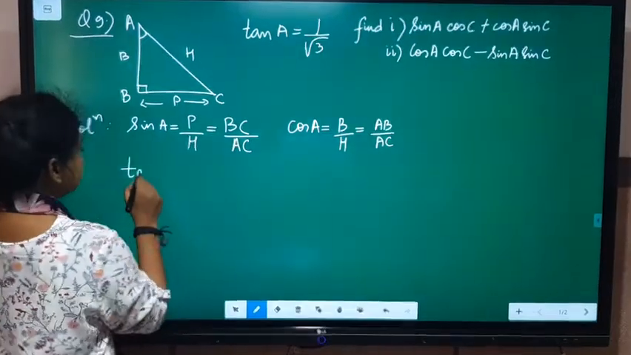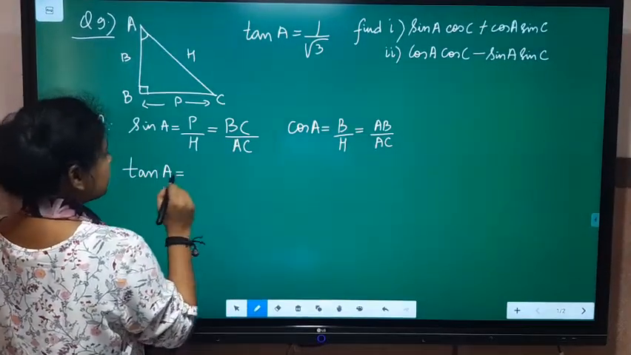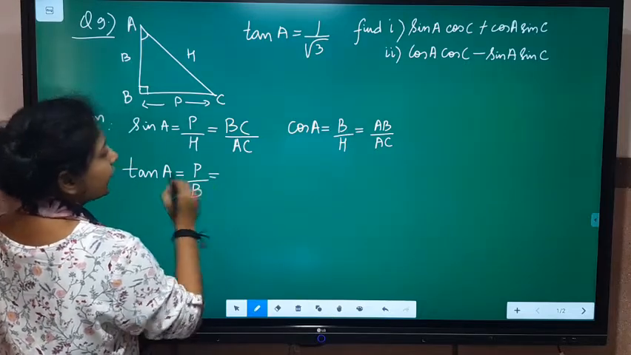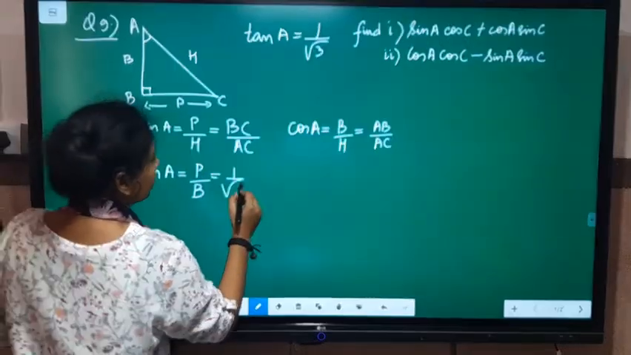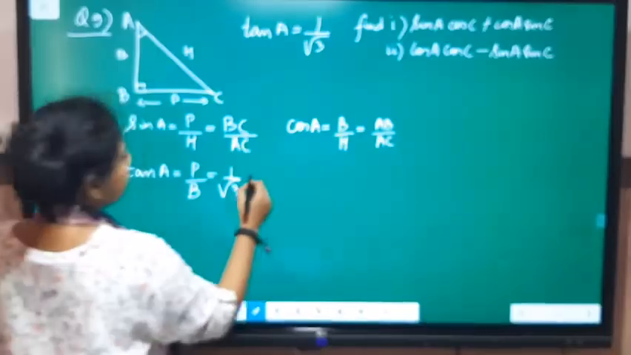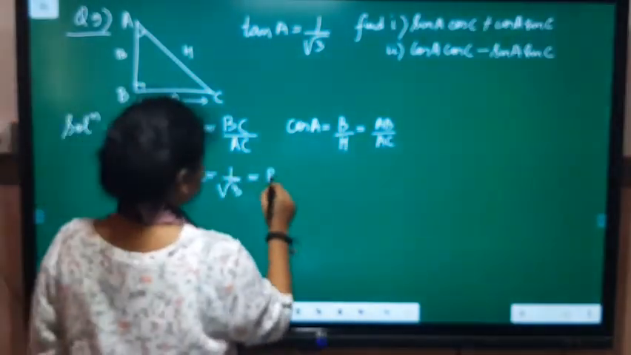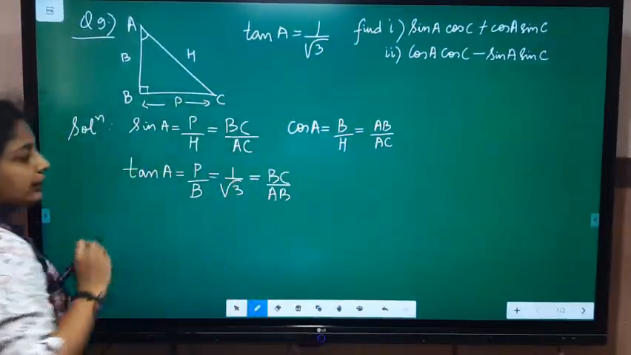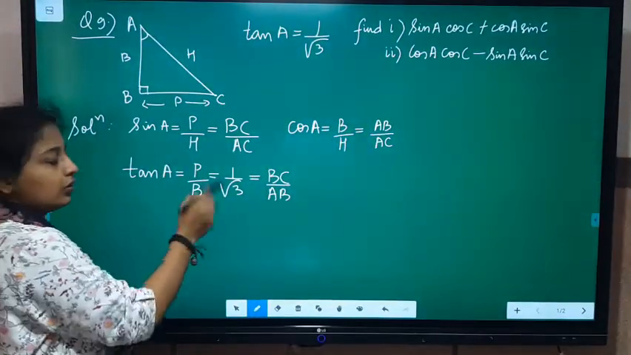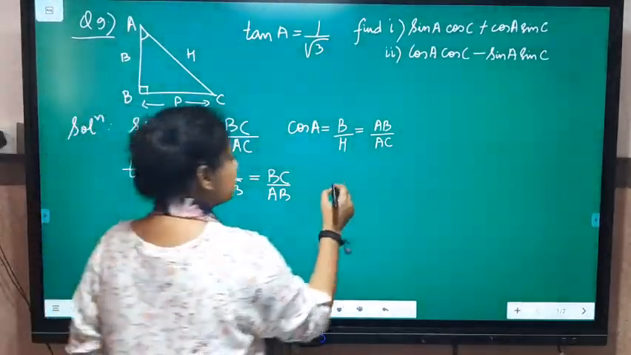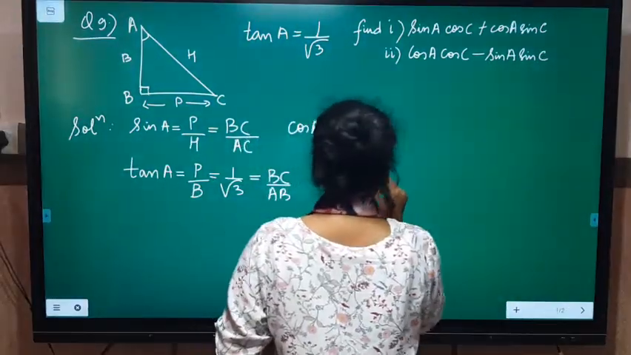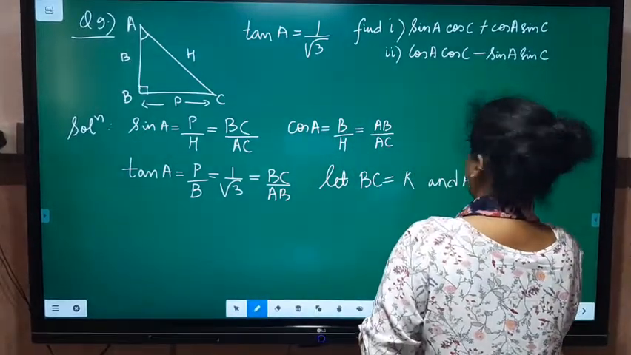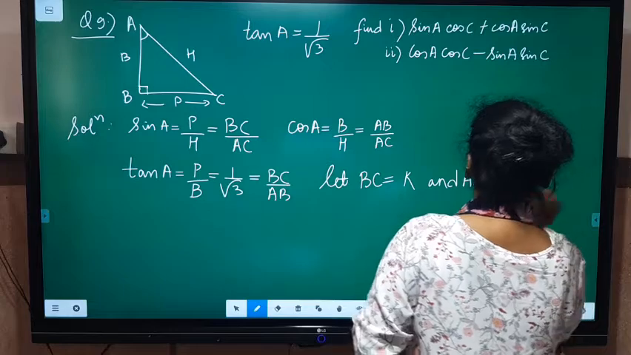We know tan A is equal to what? Perpendicular upon base, and this value is given to us as 1 upon under root 3. The perpendicular we have is BC, the base is AB. This means BC upon AB, this ratio is equivalent to 1 by root 3. So let us consider, let BC equal K and AB equal under root 3K.